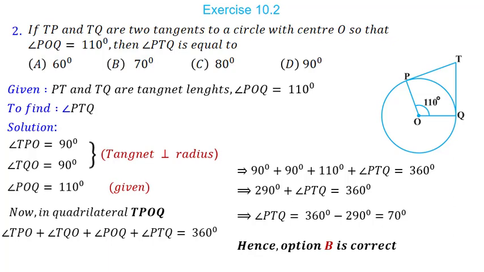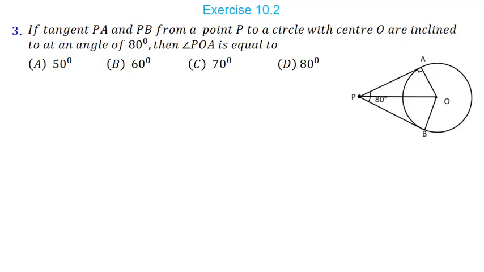Now let us move to third question. If tangent PA and PB from point P to the circle with center O are inclined to each other at an angle of 80 degree, then find angle POA. So see in the diagram angle POA, this angle we have to find. So for that we take triangle POA. Now in triangle POA we know angle A, but we don't know this angle APO. But we can find angle APO as this whole angle is given 80 degree.